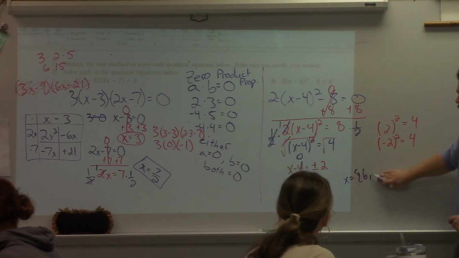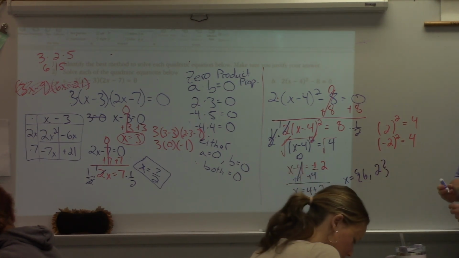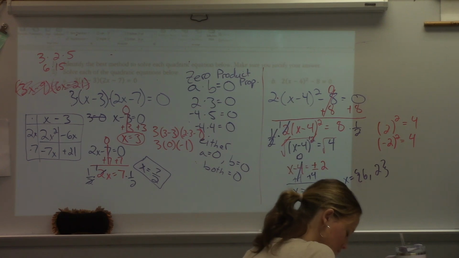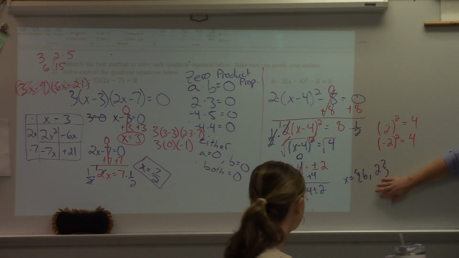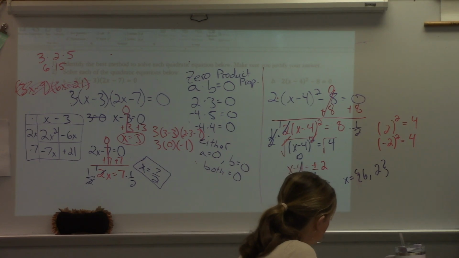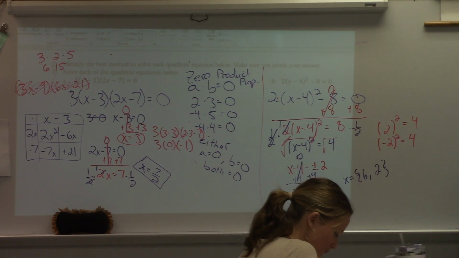Oops, positive 2. These curly brackets are just a set notation. You don't have to do that, but you'll see some textbooks and some teachers use that, so I just want to show it. Those curly brackets just mean a set, and I have a set of 2 numbers, 6 and 2. I was freaked out by it the first time I saw it. It's the easiest thing though.